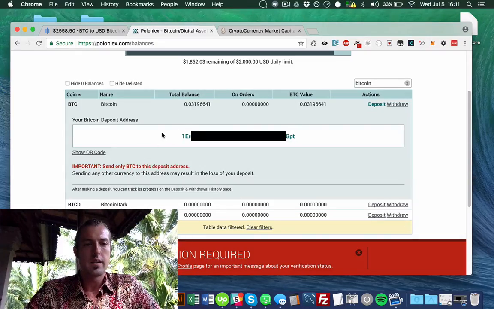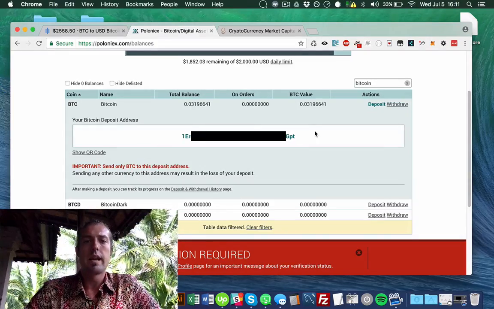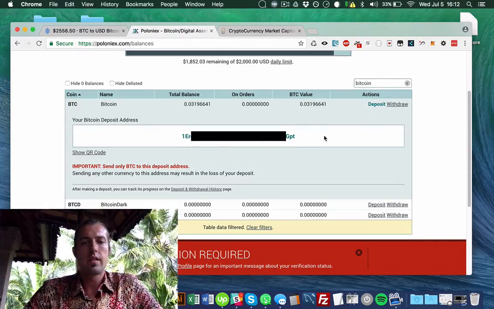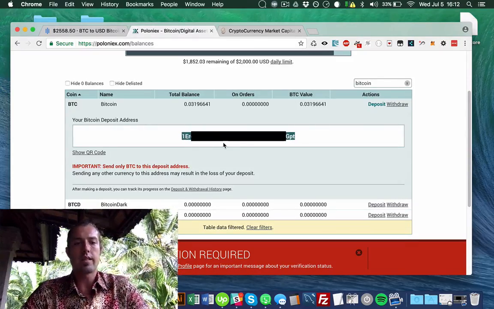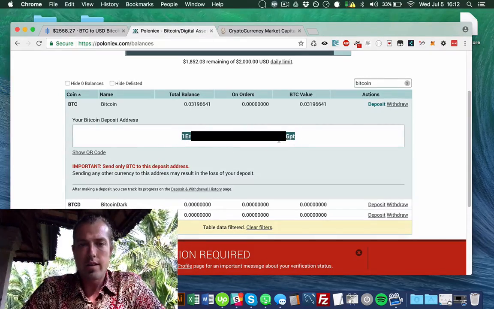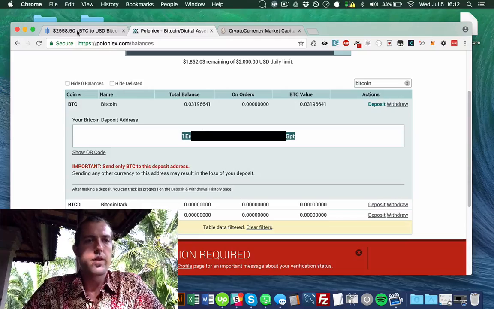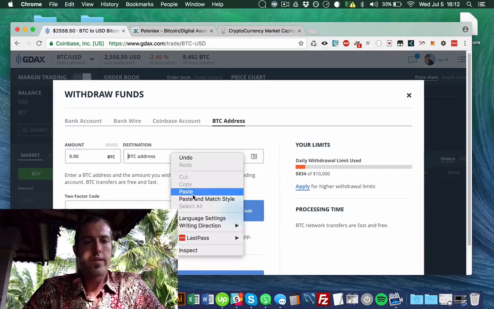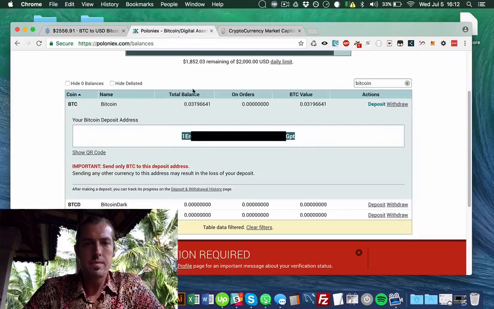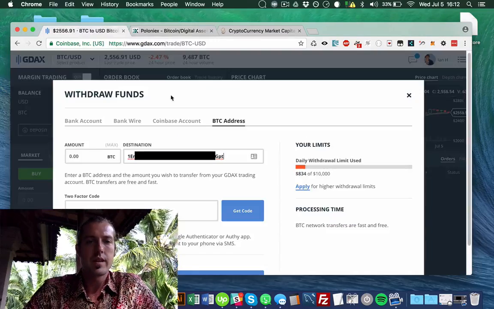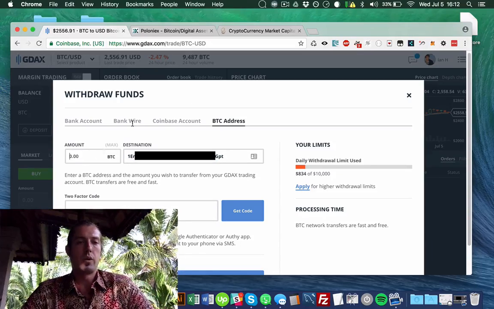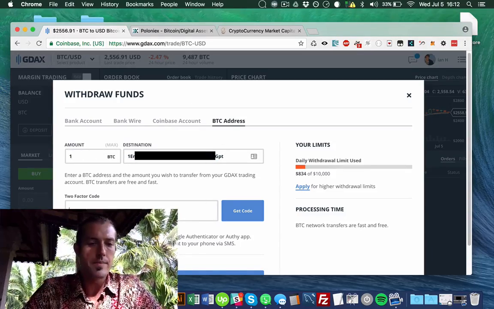It might ask you to confirm whether to show this or not. And then you're going to select this, copy it. I always like to look at the first three and the last three letters and make sure that we have the same one. And then I paste it in here. Check to make sure that you have the same first three, last three. And then whatever amount of Bitcoin you want to move over, let's say one Bitcoin.